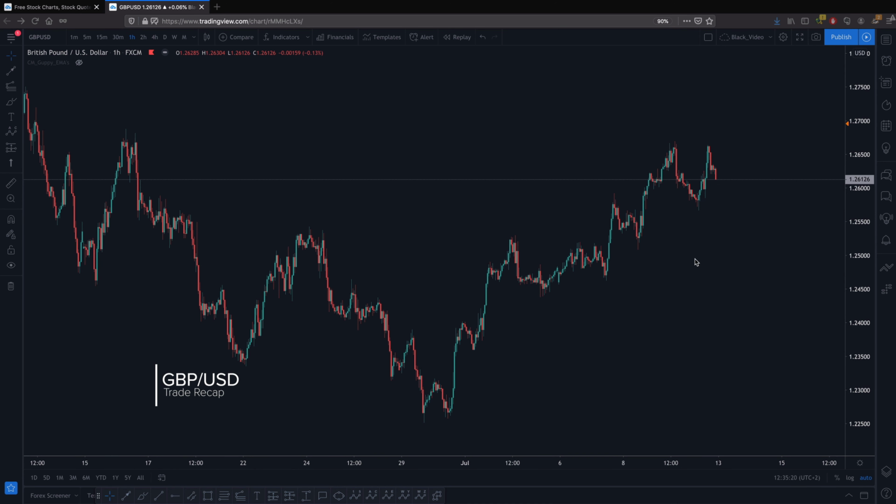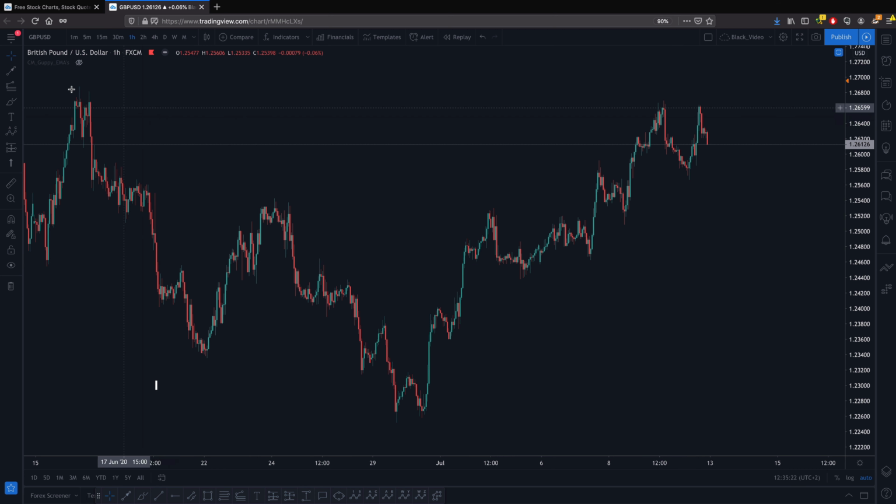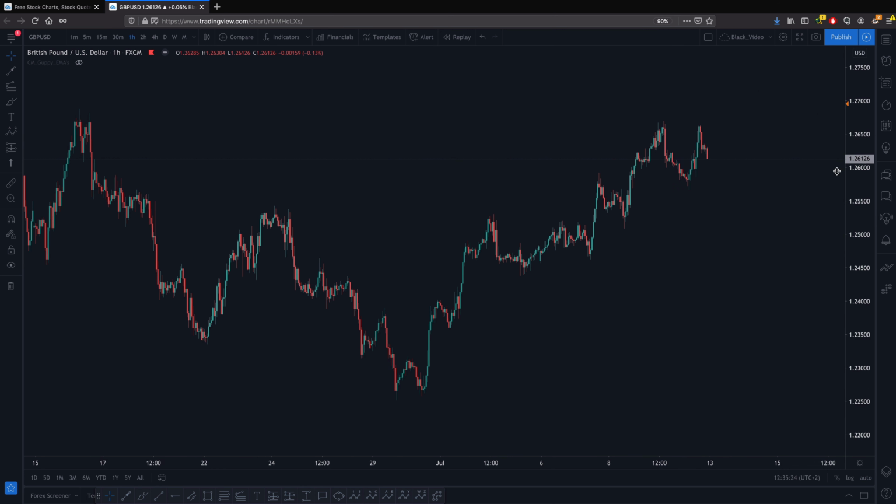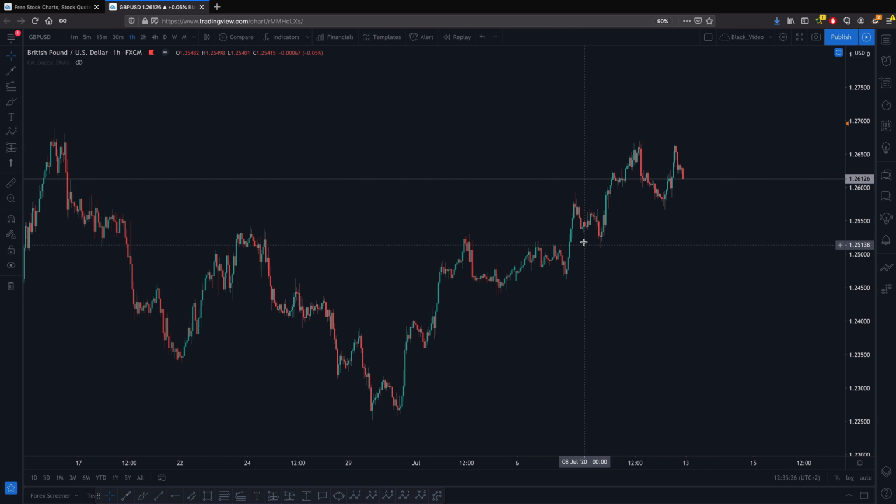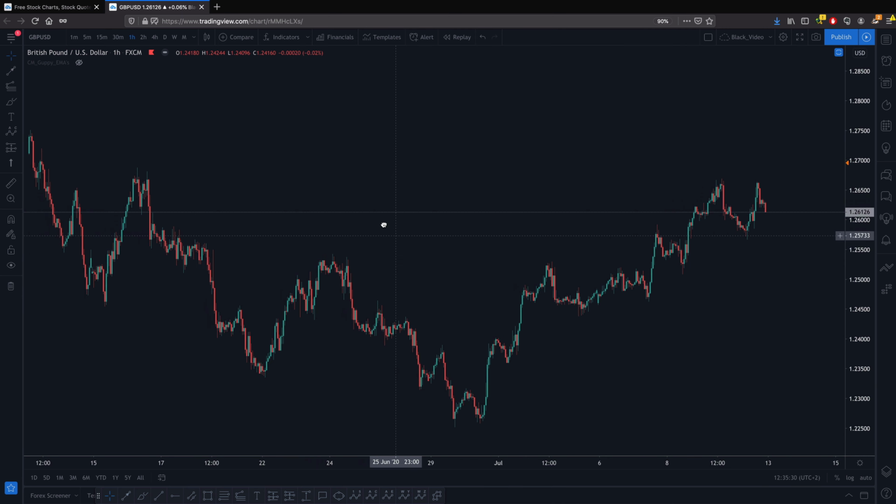Guys, I just want to make a quick recap of how we traded British pound USD dollar last week. The trade we made happened on Wednesday last week. This is the 1 hour chart on the British pound.